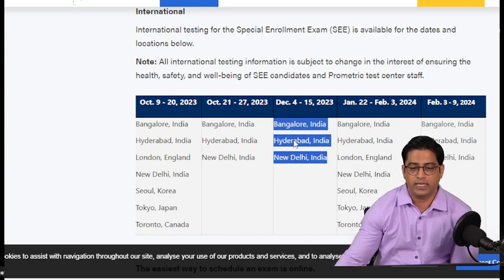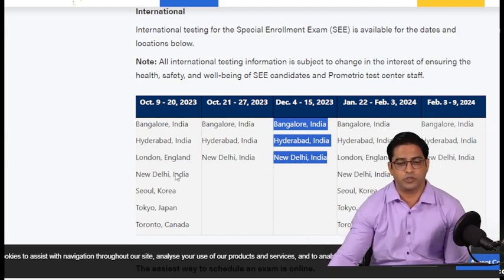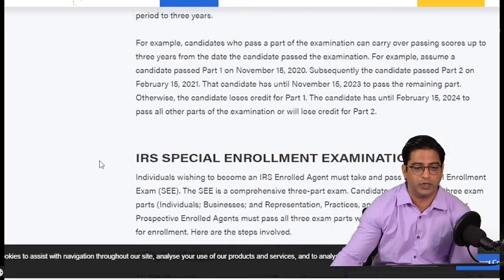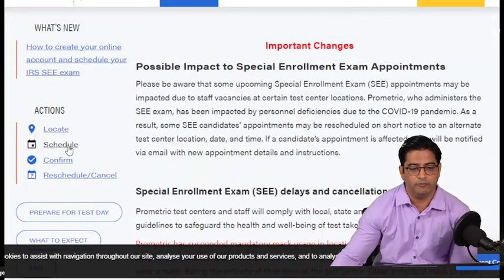So if you are targeting Hyderabad, you will have to log in every day, preferably in the morning, and check for the slots that are available. You will have to create an account here first. In the Prometric, you will have to create an account here. Once you click the schedule, it will ask to create an account.